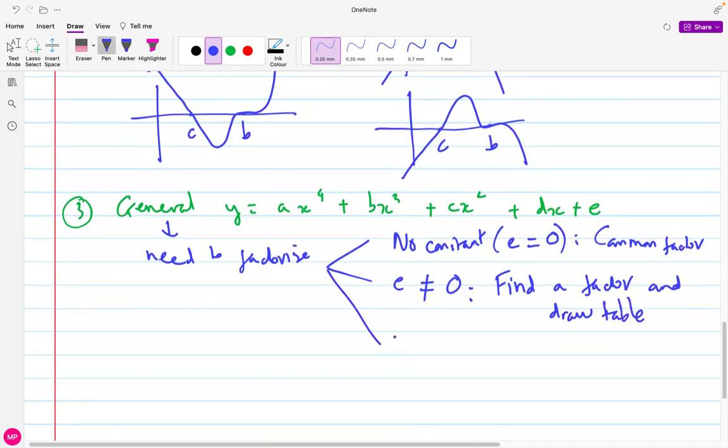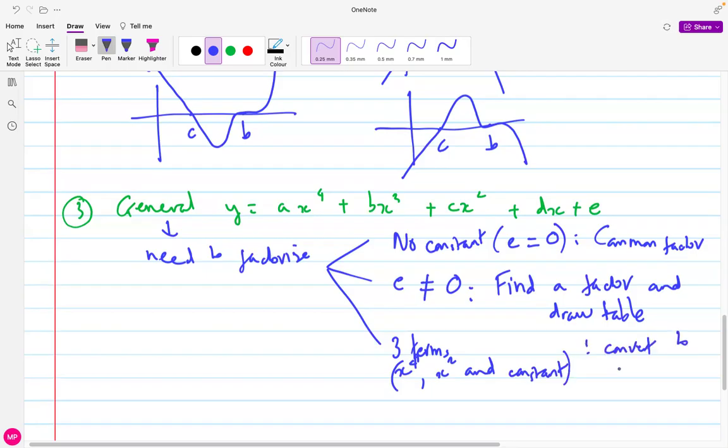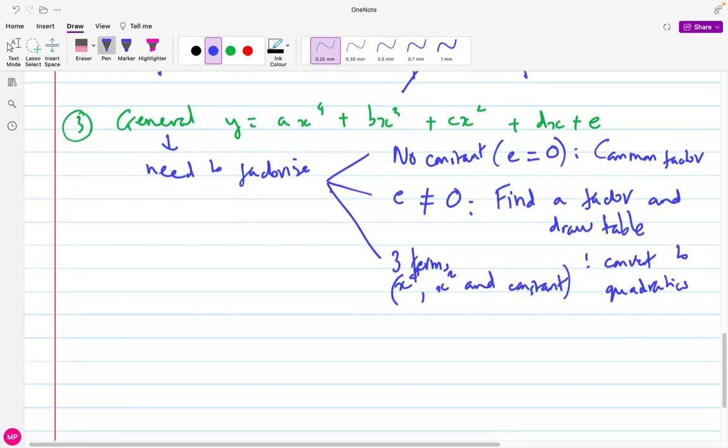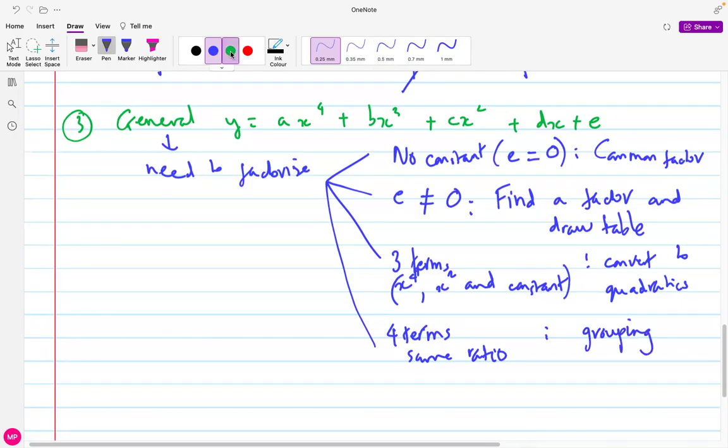And if you have three terms, which is x⁴, x squared, and the constant, then you convert this to a quadratic equation. And finally, if you have four terms and they have the same ratio, then the method that you're going to use is grouping, right? I'm going to do one example and show you how we sketch it.